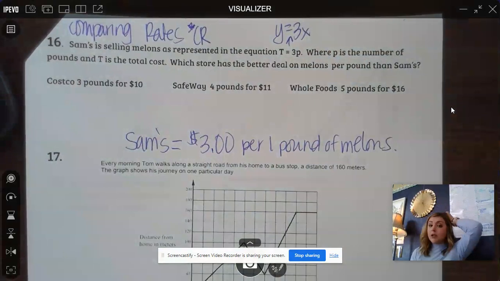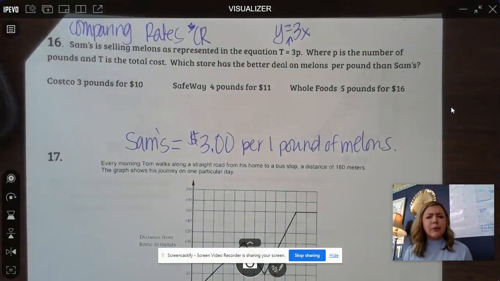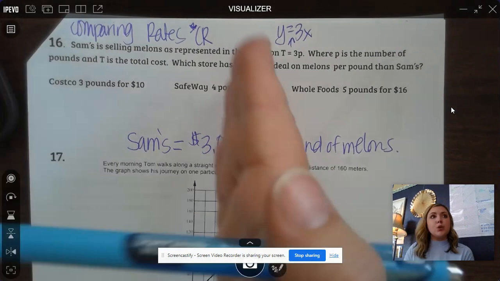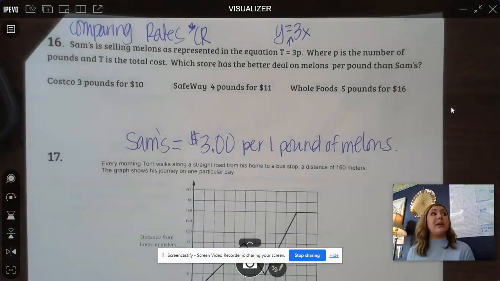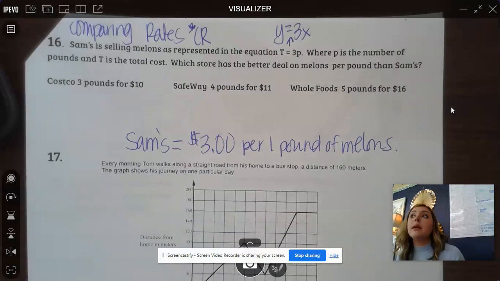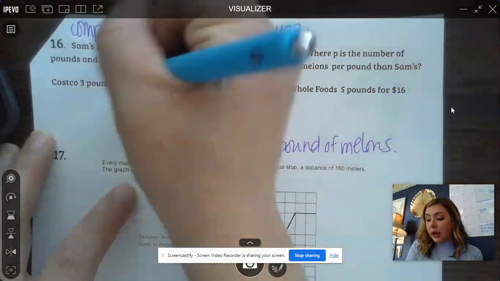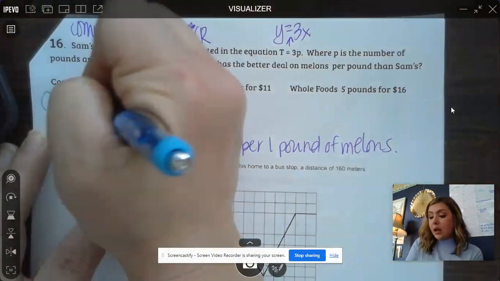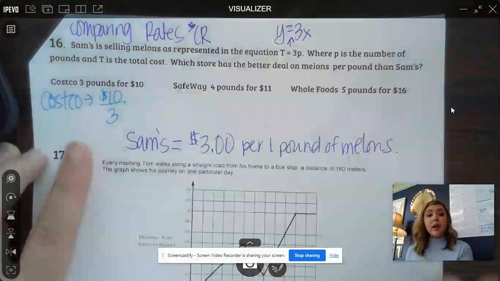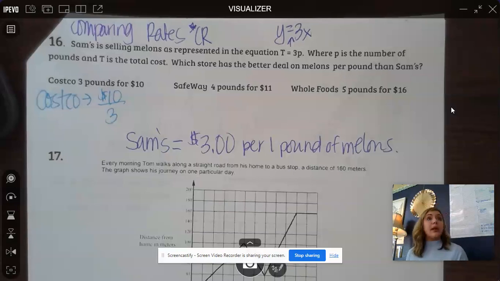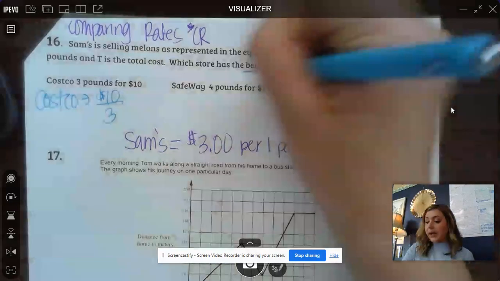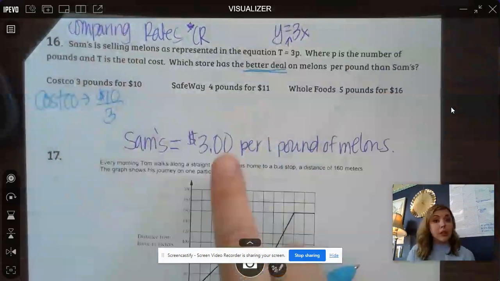Here's what they're asking. You have to not only be able to find the cost, but you have to understand what a better buy is. What is a better deal? If I'm looking for something with a better deal, do I want to pay more money or less money? Less money, okay? So I need to look at all of these different stores and see which one is going to be less money per 1 pound. None of them give them to me per 1 pound though, right? So I need to go to each store and say, well, if Costco is selling $10 for 3 pounds, then I can divide that and see what the rate per 1 pound would be. And I'm going to keep checking to see which one is going to have the best deal compared to Sam's.